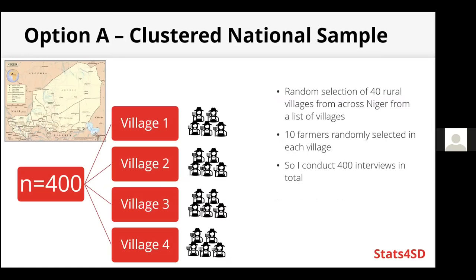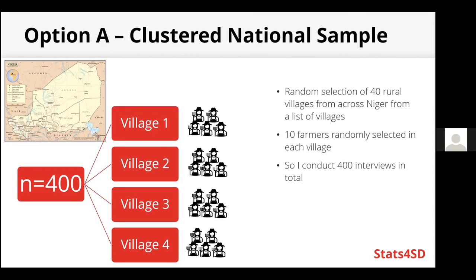So option A, I might do some kind of clustered national sample. So I will say, okay, I'm going to randomly select some villages. I'm interested in all of Niger, so I'm going to randomly pick 40 rural villages. I'm not so interested in the cities. And within each of the 40 villages that I select, I will find 10 farmers, and I will randomly select the 10 farmers that I will speak to. And in total, I will conduct 400 interviews.